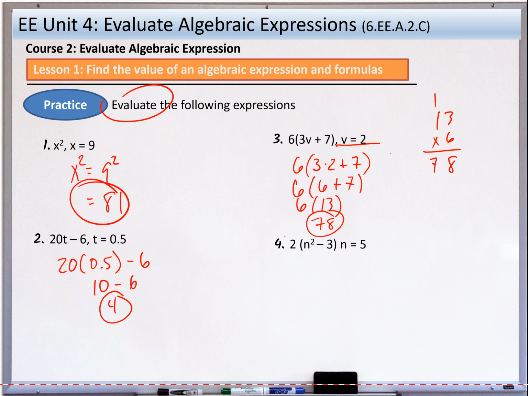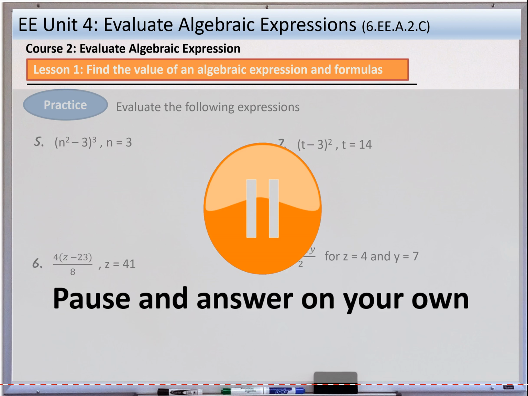We're going to evaluate 2 times the difference of n squared minus 3, where n is equal to 5. So we have 2 times (5 squared minus 3). I hope you didn't think that was a multiplication there. And that's 2 times (25 minus 3), which would be 2 times 22, which is equal to 44. Okay, so evaluate just means substitute the number in for the variable. All right, the next one, go ahead and pause the video and answer these questions and come right back.